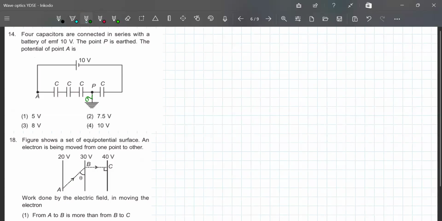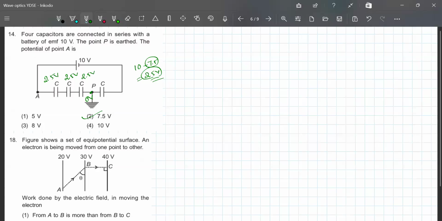So all are identical capacitors, which means the potential is shared equally here. That means here 2.5, here 2.5 volts, here 2.5 volts, here also 2.5 volts. Out of 10 units, we have 10 minus 7.5, so the remaining is 2.5 volts. But we want the potential here to be 0, which means the potential is equal to 7.5 volts only.